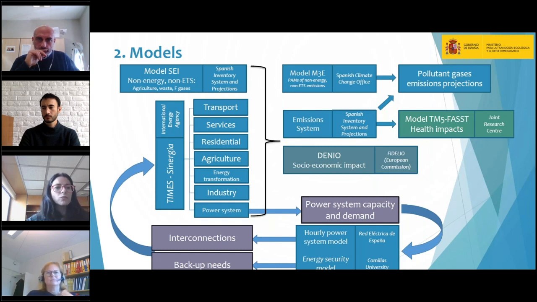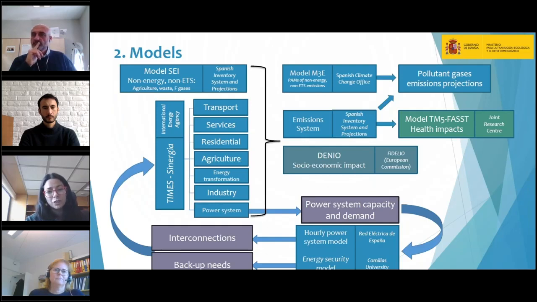Apart from that, related with the model, in the last slide I was mentioning the TIMES model that you can find in the left side of the slide, in the center. With this model, we plan all the needs in reference to the energy sector. But this model was also soft-linked with many other models.